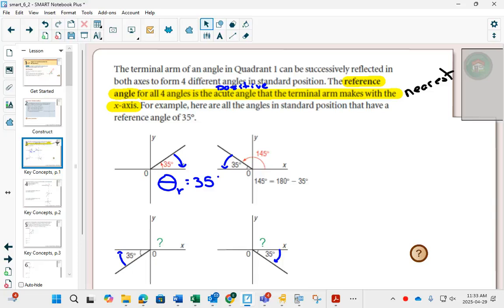If this is 35, what do you think the standard position angle would be? Again, halfway around, 180, plus an extra 35, so it makes sense that you get 215. And what math would you use here? 360 minus 35. 360 all the way around, minus the 35. That will give you 325 degrees. Okay.